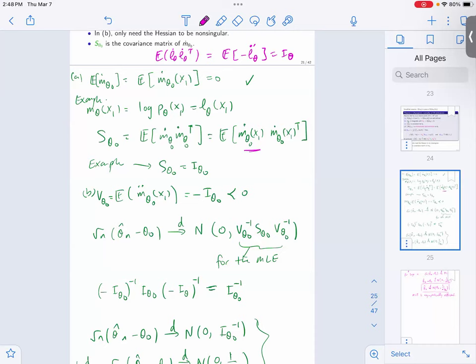Okay. Maybe I should assign it as a homework problem. But if you can interchange the differentiation with respect to theta and integration or expectation, then this should follow. Other questions?